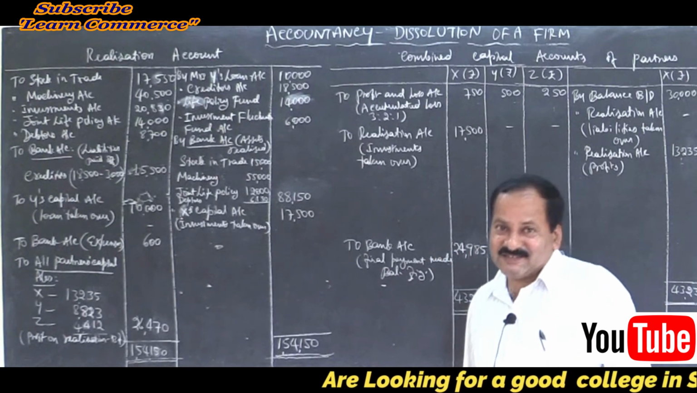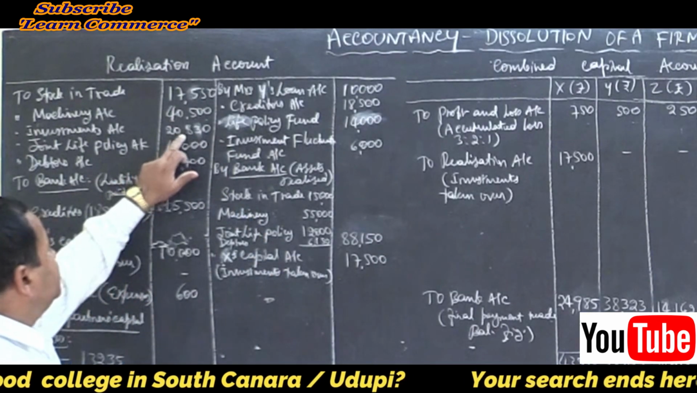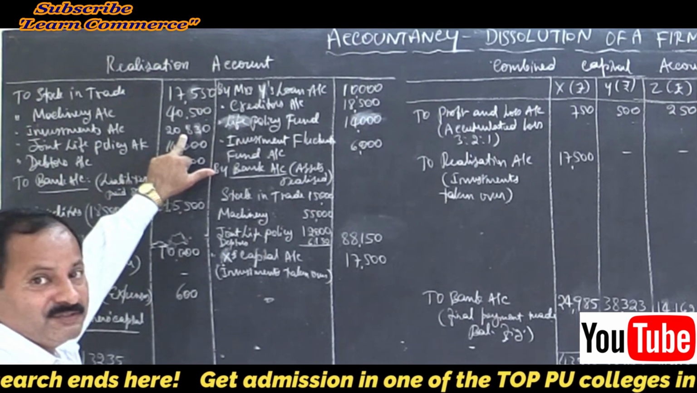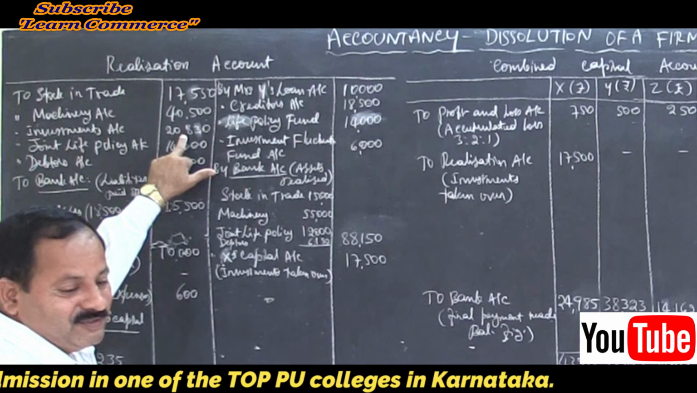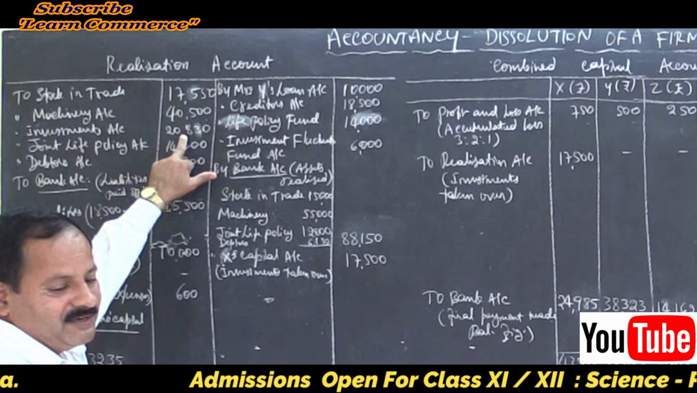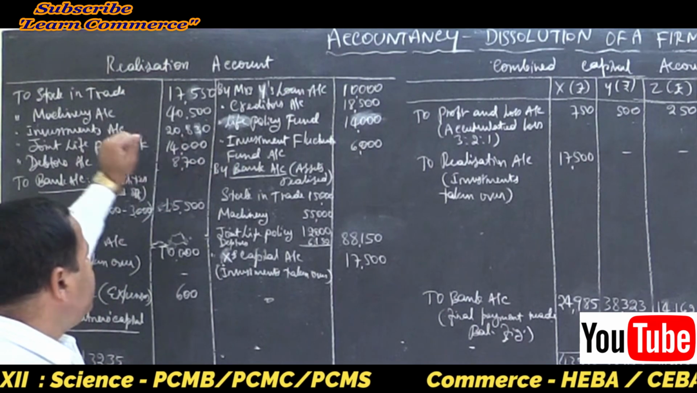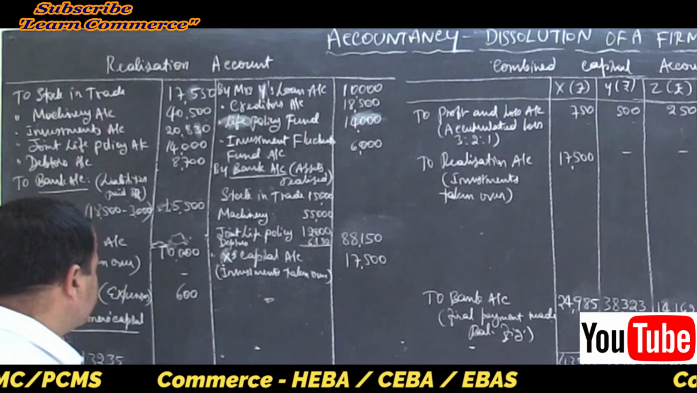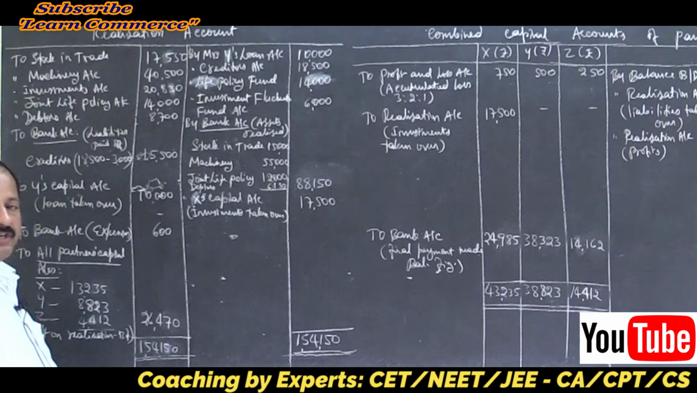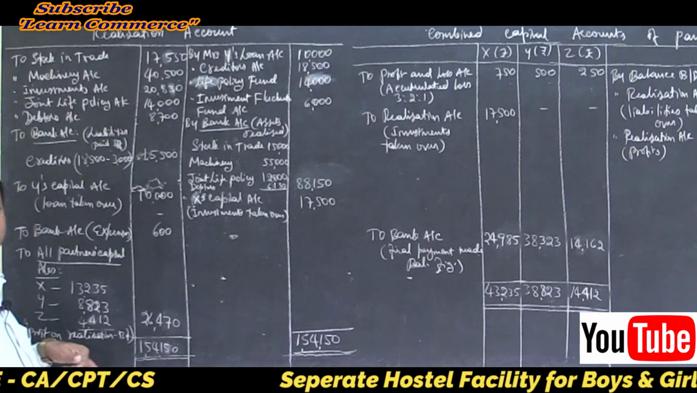Did you notice where the mistake is? Yes, we made a small mistake. See here, investments account. Earlier we wrote 20,880. That should be changed to 20,830. So make it 20,830. Then other things are correct. Net profit you will get as 26,470.